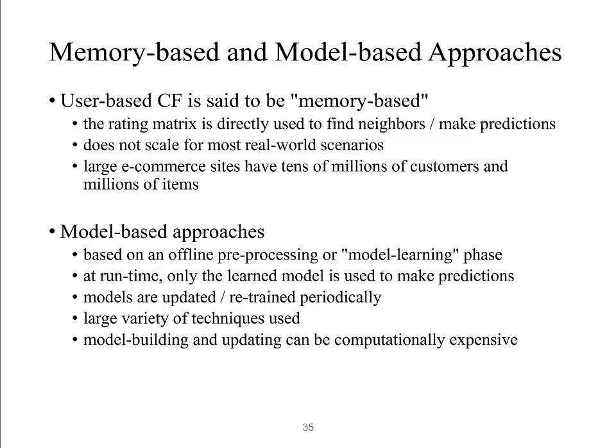So user-based collaborative filtering is said to be memory-based. Essentially, the rating matrix is directly used to find neighbors and make predictions. And the rating matrix needs to be stored in memory, because we need to do computation over it. And it does not scale for most real-world scenarios, because large e-commerce sites have, let's say, tens of millions of customers, so users, and millions of items, at least. Actually, the number could be much larger.